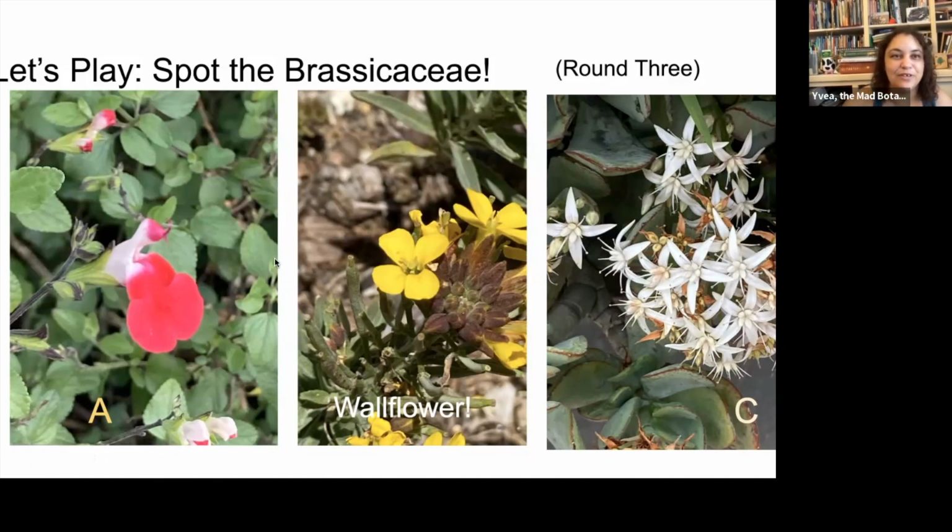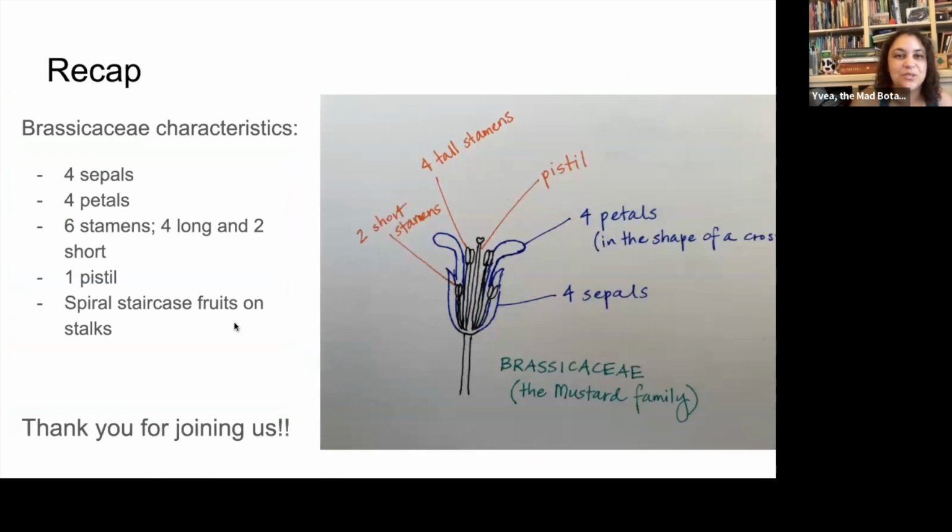So yep, that's a little preview. Just to review, we have our 4 sepals. We have our 4 petals that are sometimes in a cross shape and sometimes in an H shape, and I will add that to my description. 6 stamens, 4 long and 2 short. Our 1 pistil, oftentimes with a little button at the very end. And our spiral staircase fruits, which are often siliques on stalks. And that's it for that part of our thing.